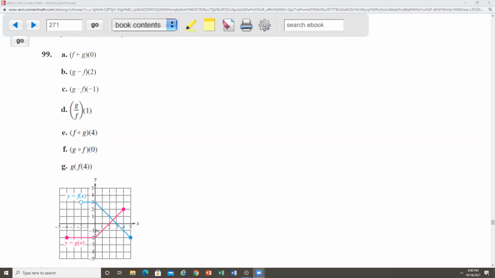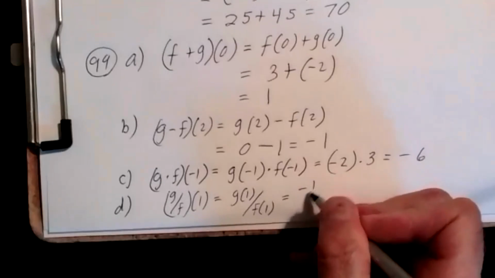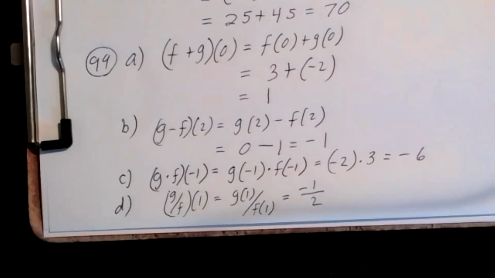Put 1 into function g, out comes what? -1, sorry. G of 1 is -1. What's f of 1? 2. Put 1 in the function f, you get out 2. So g of 1 is -1 and f of 1 is 2. So we'll have -1 divided by 2. That's your answer. So g divided by f of 1 is -1/2.